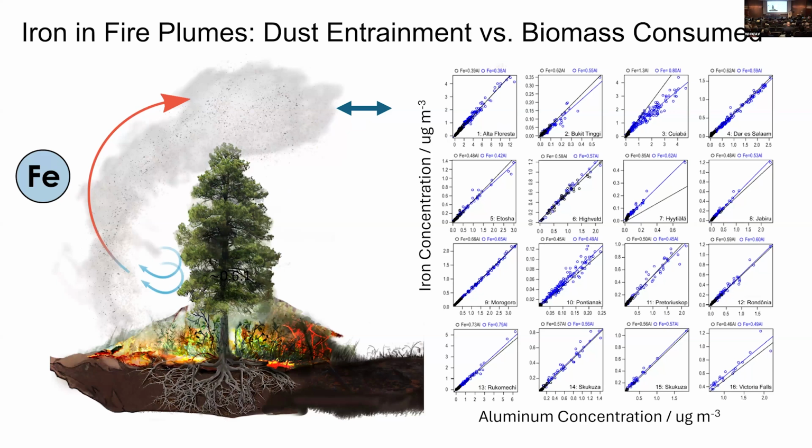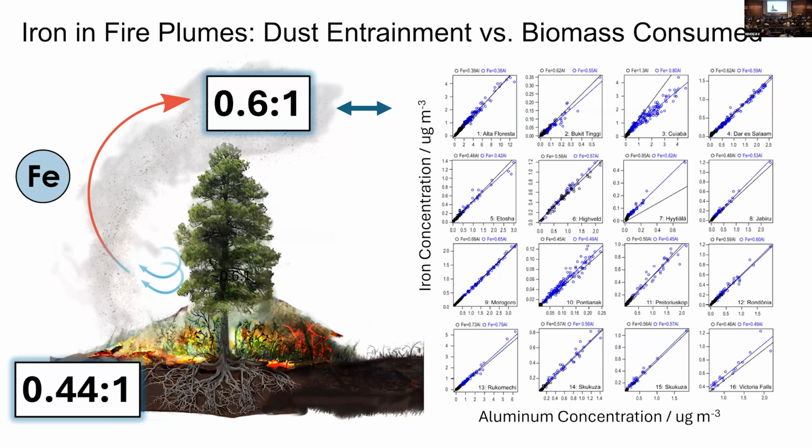So what we did is look at the iron to aluminium ratio across 16 different aircraft campaigns. And what we found is that on average, we found a 0.6 to 1 ratio of iron to aluminium. And if we compare that to the global crustal content, about 0.44 to 1, then we end up with this enrichment factor of about a third coming from the biomass and 2/3 of it coming from the soils.